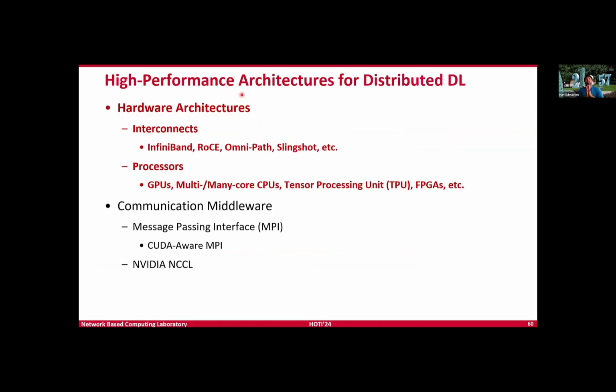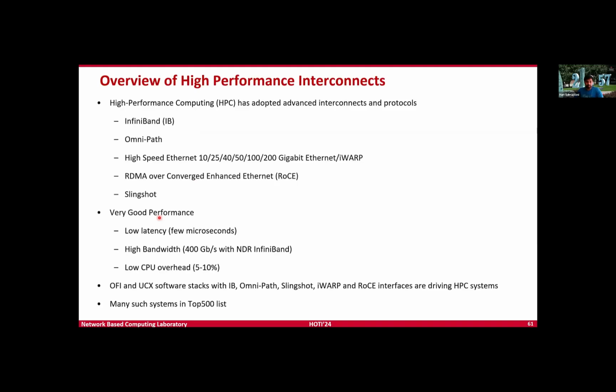So again, there is a whole gamut of solutions out there as far as hardware and software is concerned. Unfortunately, in the limited time we have picked and chosen a very few of the available architectures. So under hardware, we look at some popular interconnects and processors, both CPU and accelerators. In communication middleware, we look at a few popular communication paradigms to accelerate deep learning operations.